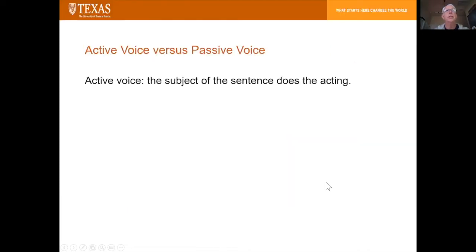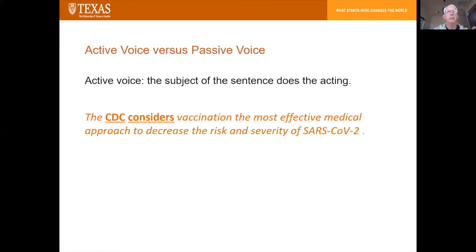So passive voice is really the ugly redheaded stepsister of the much more esteemed active voice, which is a grammatical voice construction, right? In active voice, the grammatical subject of the sentence does the acting. So let me give you a couple of examples. The CDC considers vaccination the most effective medical approach to decrease the risk and severity of COVID. In this case, CDC is the subject of the sentence, and considers is the verb. They're doing the acting here.